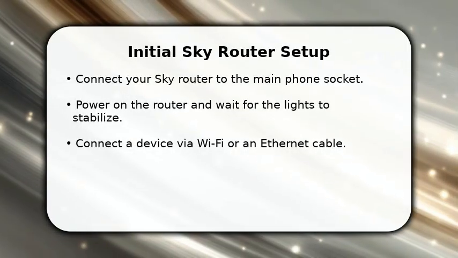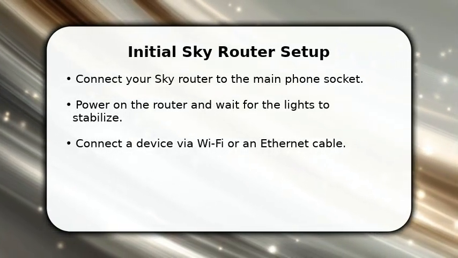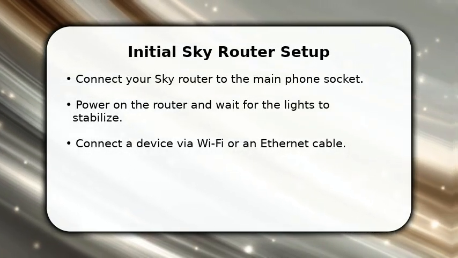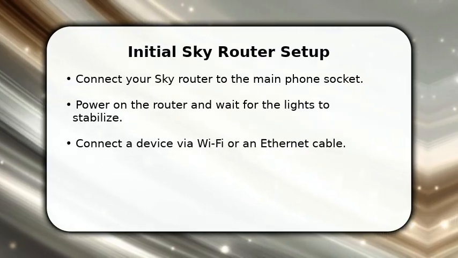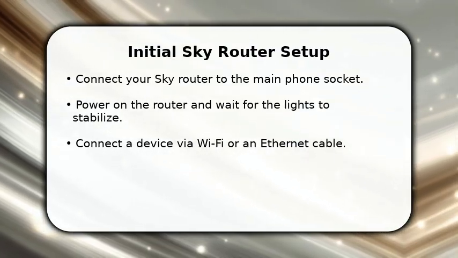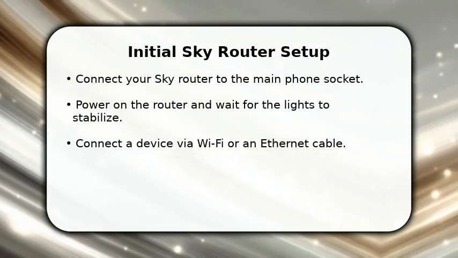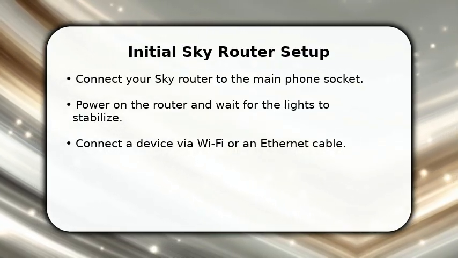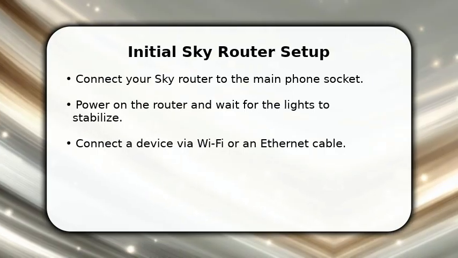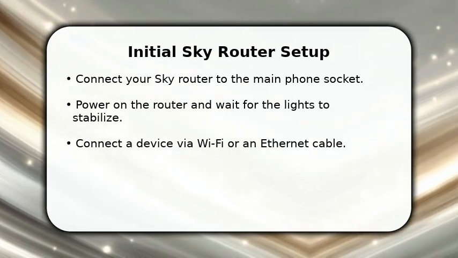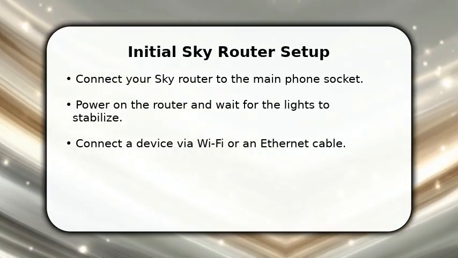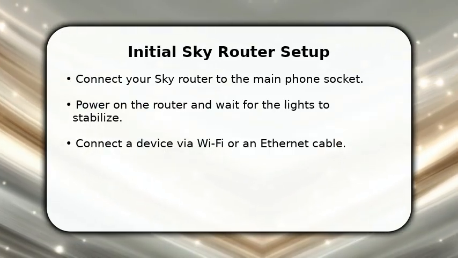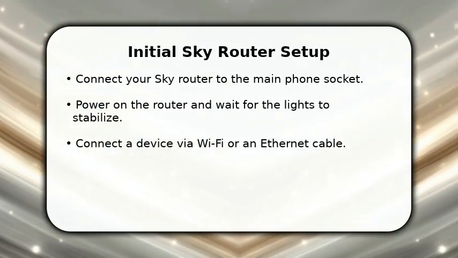In this video, I will explain how to configure your Sky router. First, connect your Sky router to the main phone socket using the provided cables. Next, plug in the power adapter and switch it on. Wait for about 2 to 3 minutes until the internet and wireless lights become solid green. Finally, connect your computer or phone to the router, either wirelessly or with an Ethernet cable.